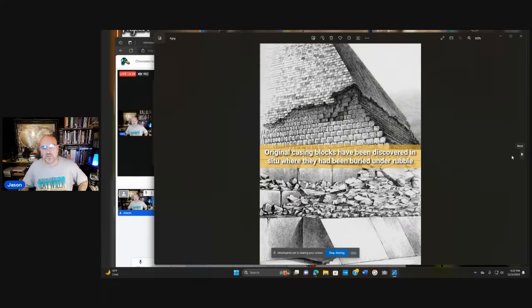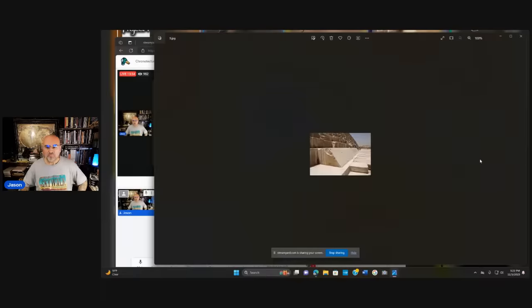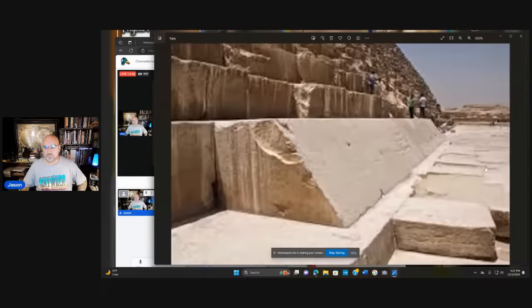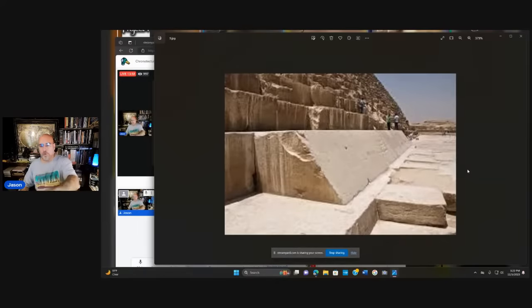French mathematicians calculated by looking at the blocks that are still there that in order to cover the entire Great Pyramid's four faces, it would have required 144,000 of these white stones. Now, here's a picture. I had to blow it up so it's a little blurry, but here's a picture right here.